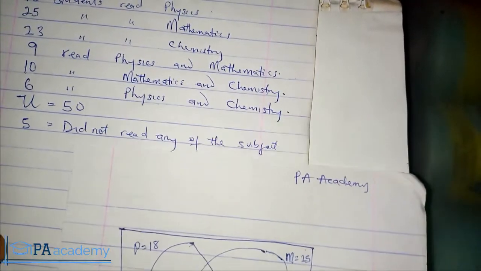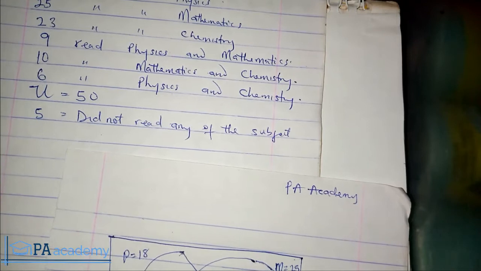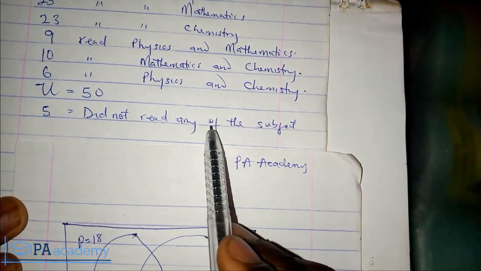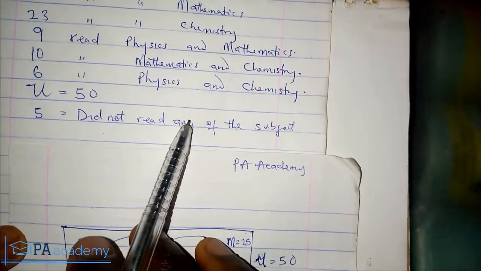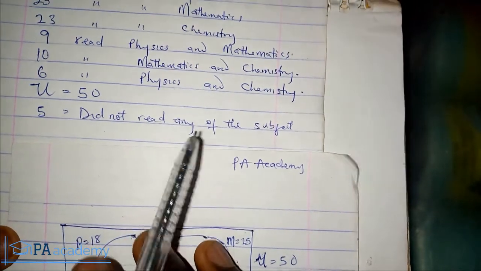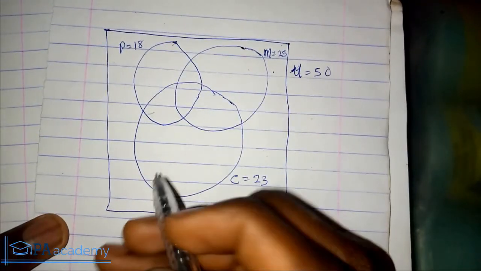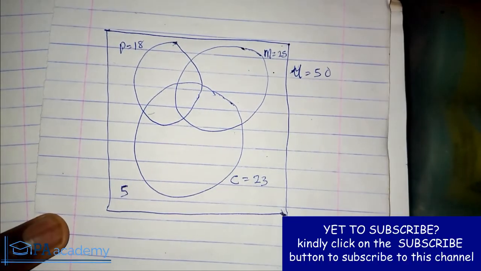So let's start with the one that combines all of them together. We are told that 5 did not read any of the subjects. So when they say 5 did not read any of the subjects, that 5 will still be within the box but somewhere outside. So let's put the 5 here.